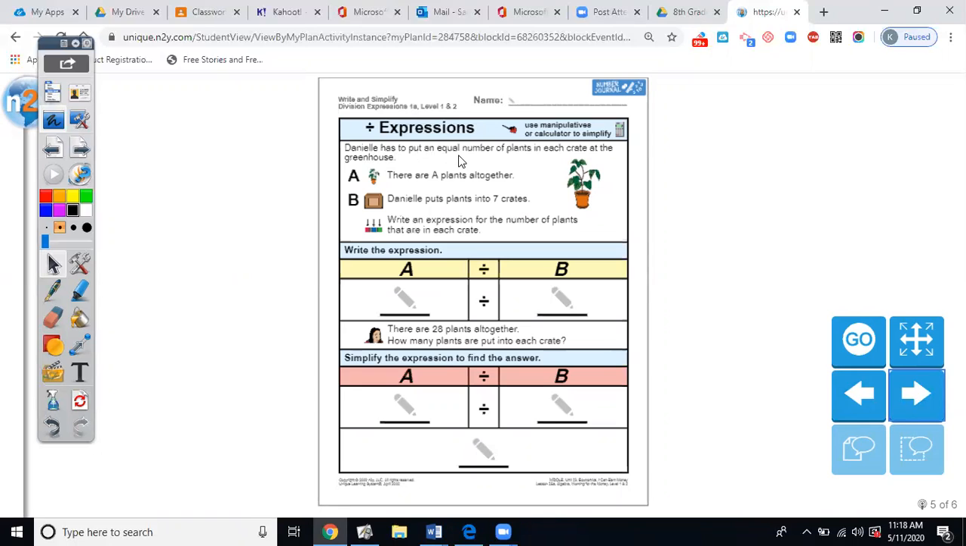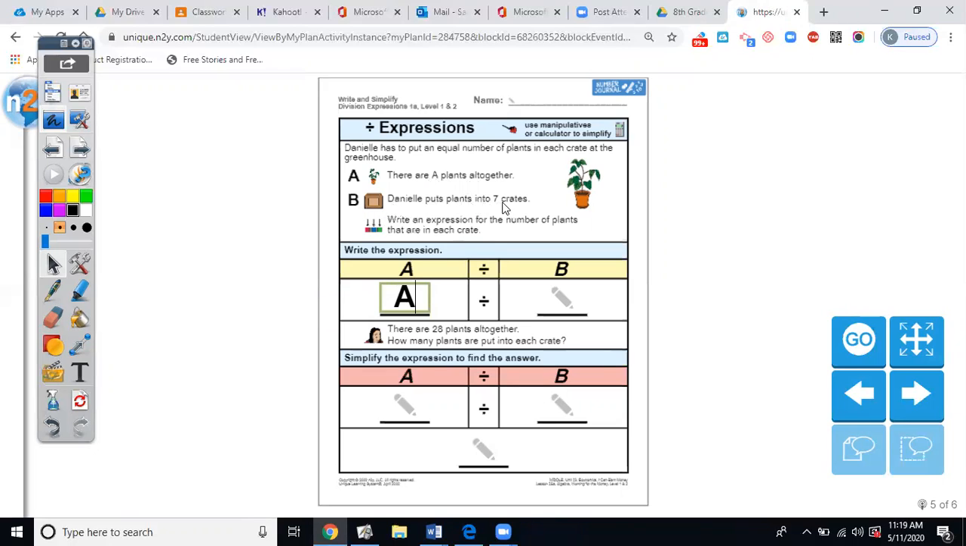Danielle has to put an equal number of plants in each crate at the greenhouse. Okay, so A represents plants. There are A plants altogether. Okay, so we don't know that number, so we'll just put A. Let's see what B stands for.